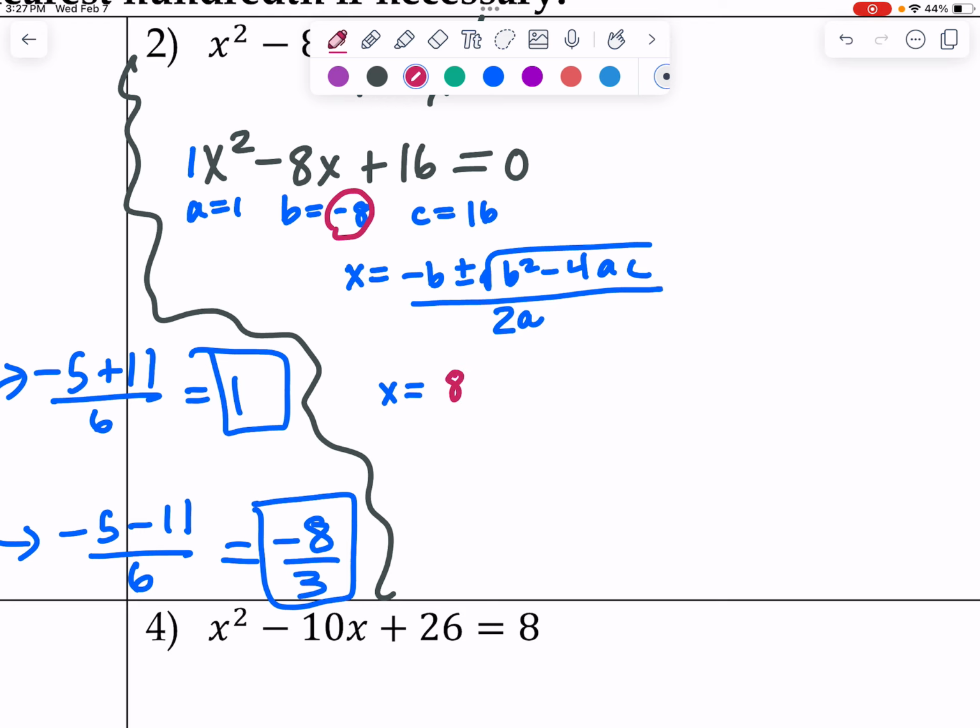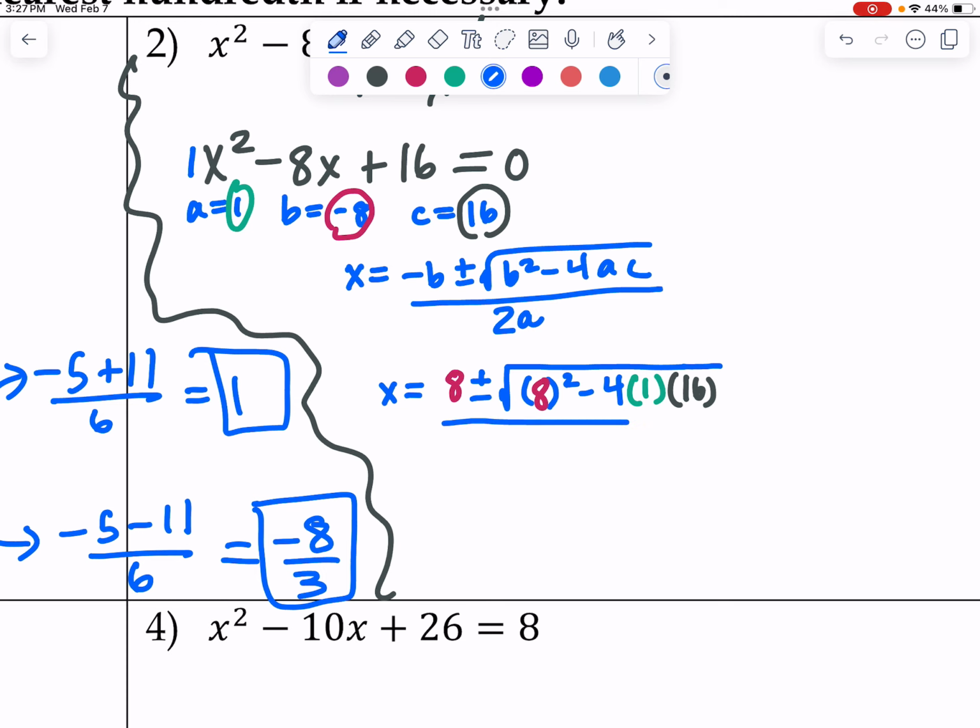Plus or minus the square root of b squared minus 4ac. So b is 8, a is 1, and c is 16. All over 2a.